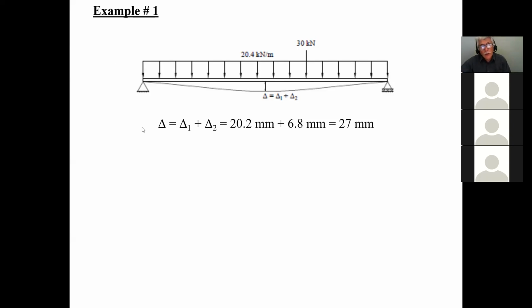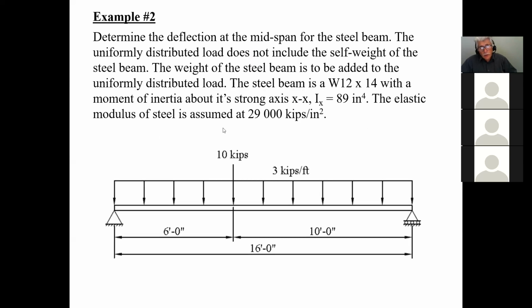Okay, now I'm going to do another one, and I'm going to do it in imperial. In imperial, there are slight changes that you have to worry about, and I want you to be aware of those so that you don't make a mistake when you're doing something in imperial. So here is the same thing. We have to determine deflection at mid-span for the steel beam. The uniformly distributed load does not include the self-weight of the beam.